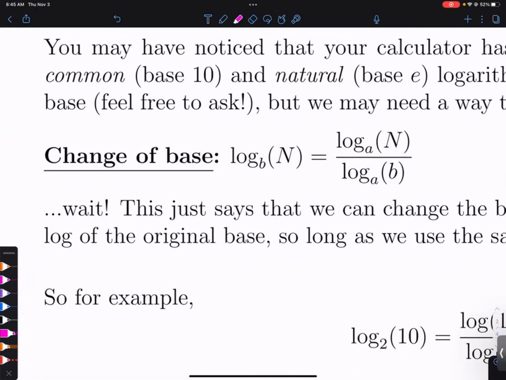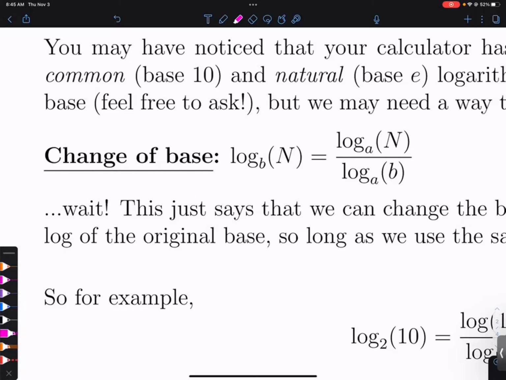This thing looks a lot scarier than it is. Let's break it down. The log base b of n is the log base a of n over the log base a of b. What this means is that if you want to go from this base to this base, you just take the log of the thing you wanted, divide by the log of the original base.